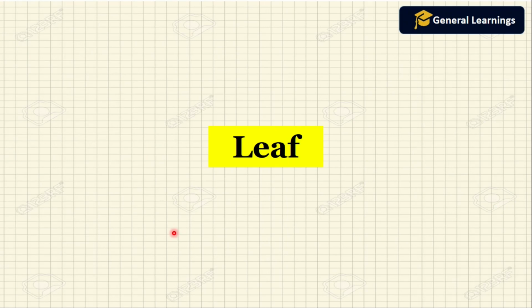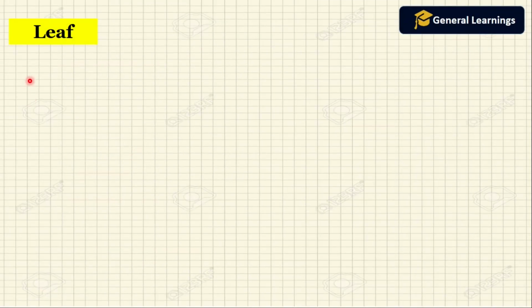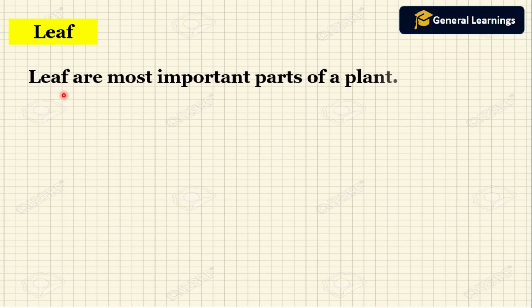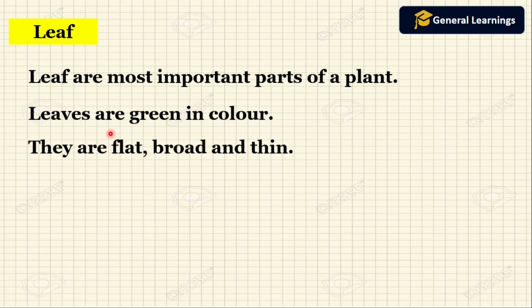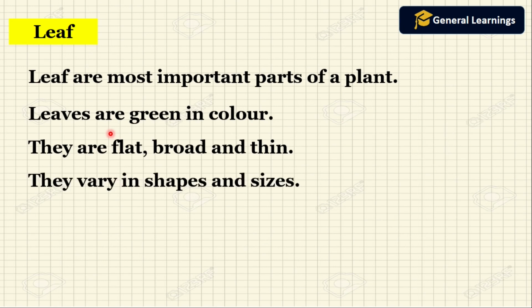Now we are going to see about leaf. Leaves are the most important part of a plant. As we all know, leaves are green in color. Leaves are flat, broad and thin. They vary in sizes and shapes. For each and every leaf there will be different shapes and sizes.